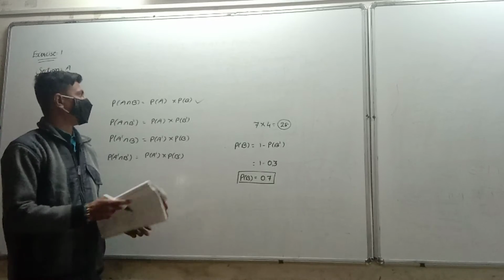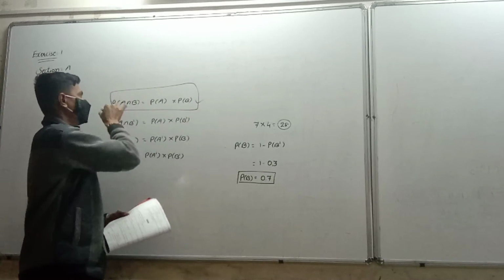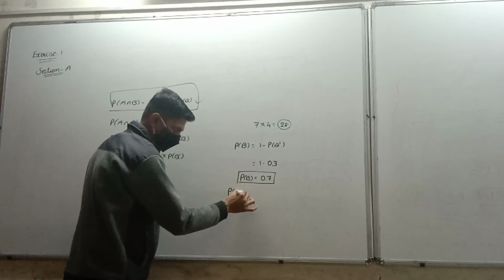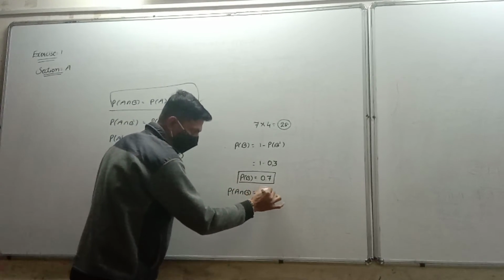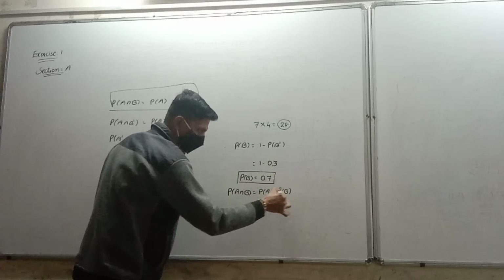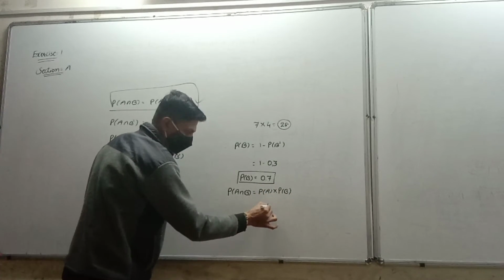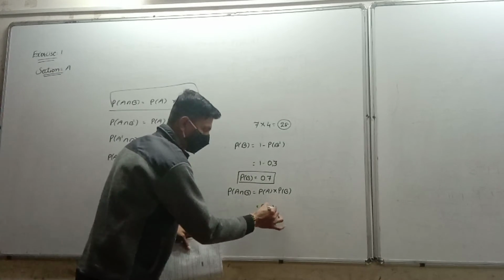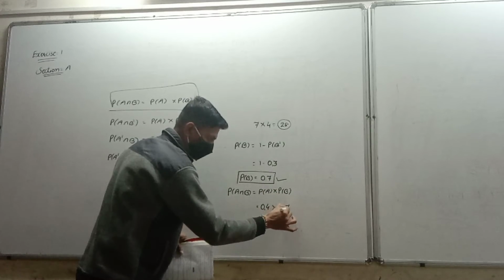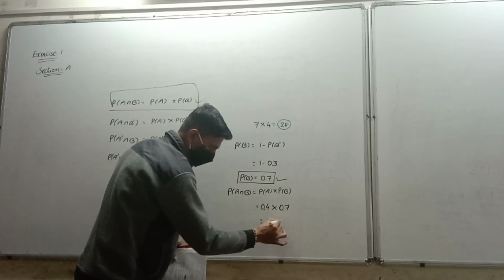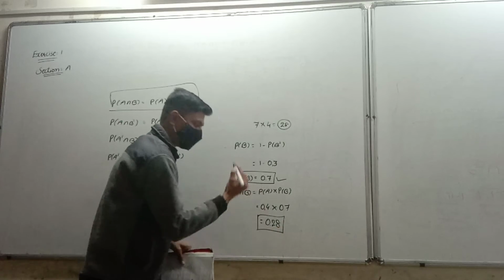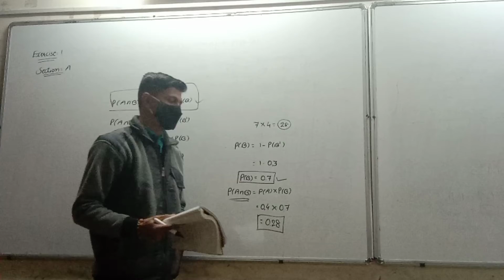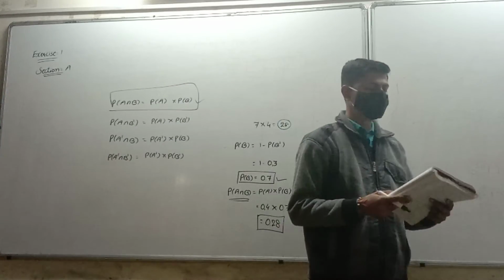इंडिपेंडेंट इवेंट, अभी मैंने बोला था इंडिपेंडेंट इवेंट मीन्स फॉर्मूला A इंटरसेक्शन B इज इक्वल टू P of A into P of B. Value of P of A is given 0.4 and P of B find out 0.7. Answer 0.28. A intersection B. Option C is the correct answer.